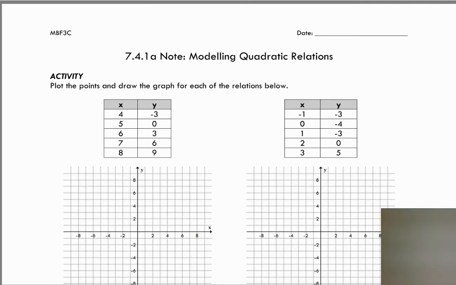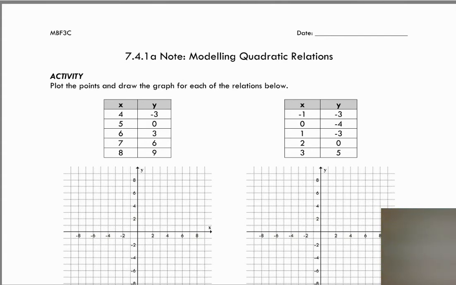Okay, welcome to grade 11 college math. We are starting a new unit, unit 7, and this is in chapter 4 of your textbook. Our first lesson is a two-part lesson. The first one is, again, familiarizing ourselves with modeling of quadratic relations. So what they look like, how we draw them, and some characteristics of them.